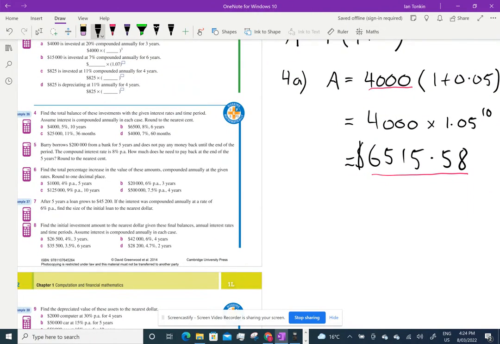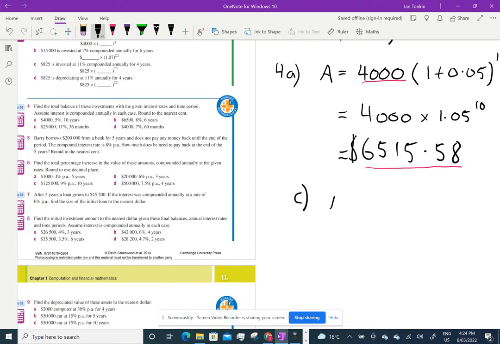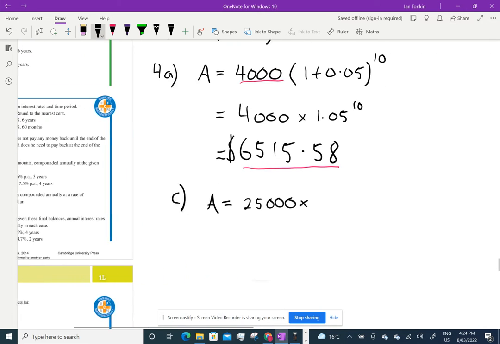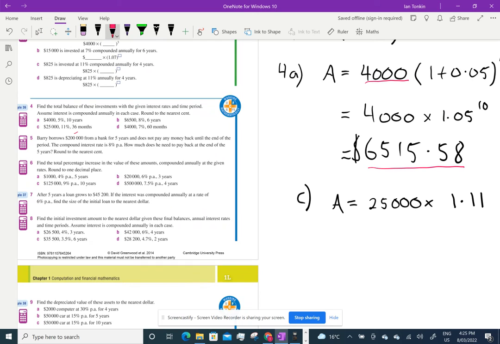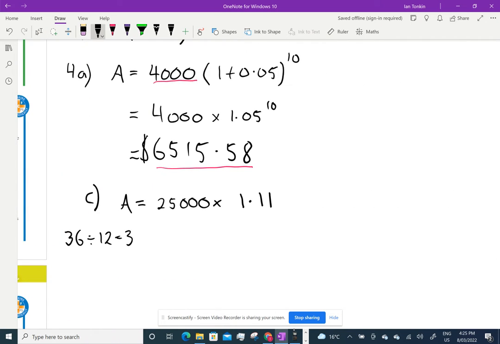Let's go to 4C. Now the reason I'm doing C is because there's a little bit of a thing here. So we've got $25,000 is my principal, 25,000 times, now let's see if we can do this really quickly, 11%. So it's 1.11. Now here's the interesting bit. It's in months. Now because we're dealing with a percentage in years, we've got to convert it to years. And you should be able to go, oh, well, there are 12 months in a year. So if I just do that, I'll get the years, and there's 3 years. So to the power of 3.